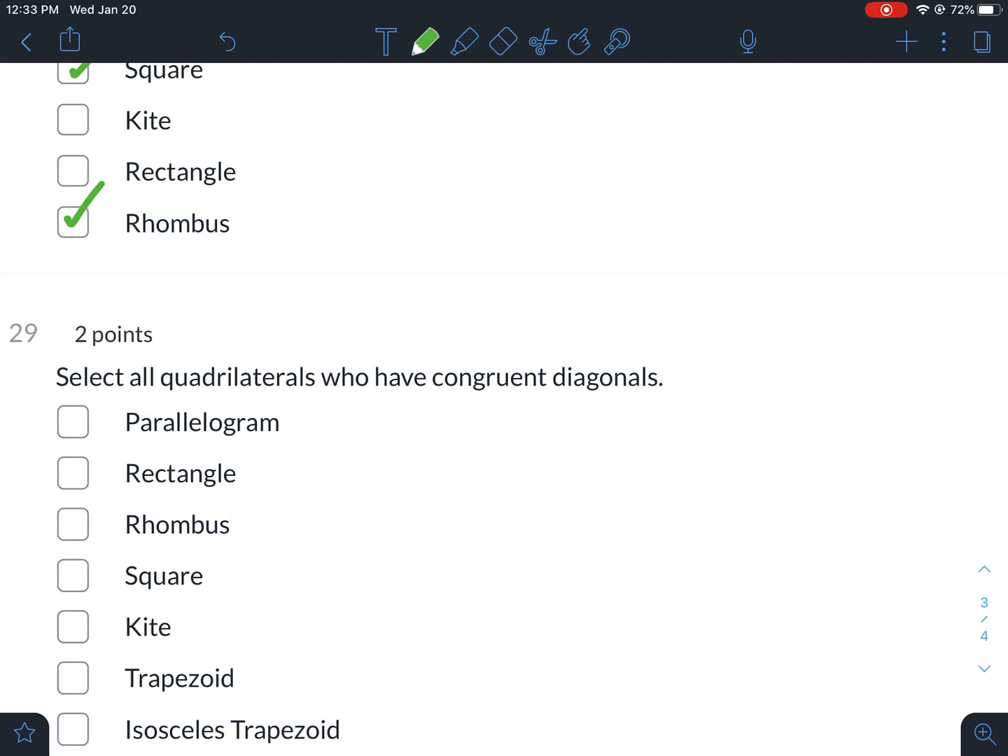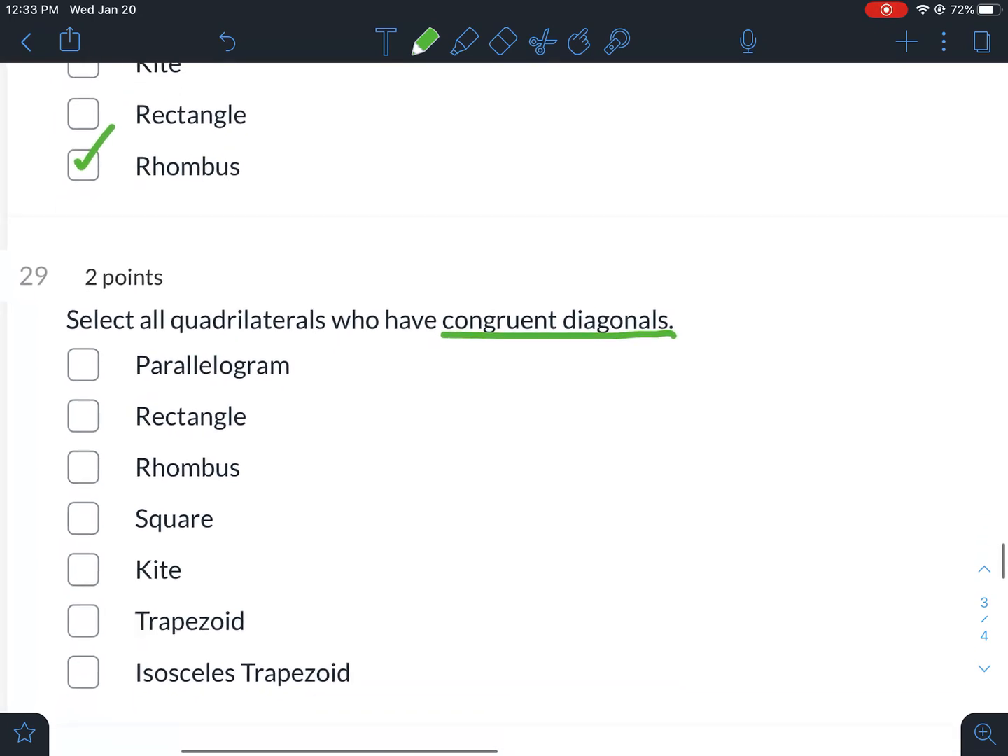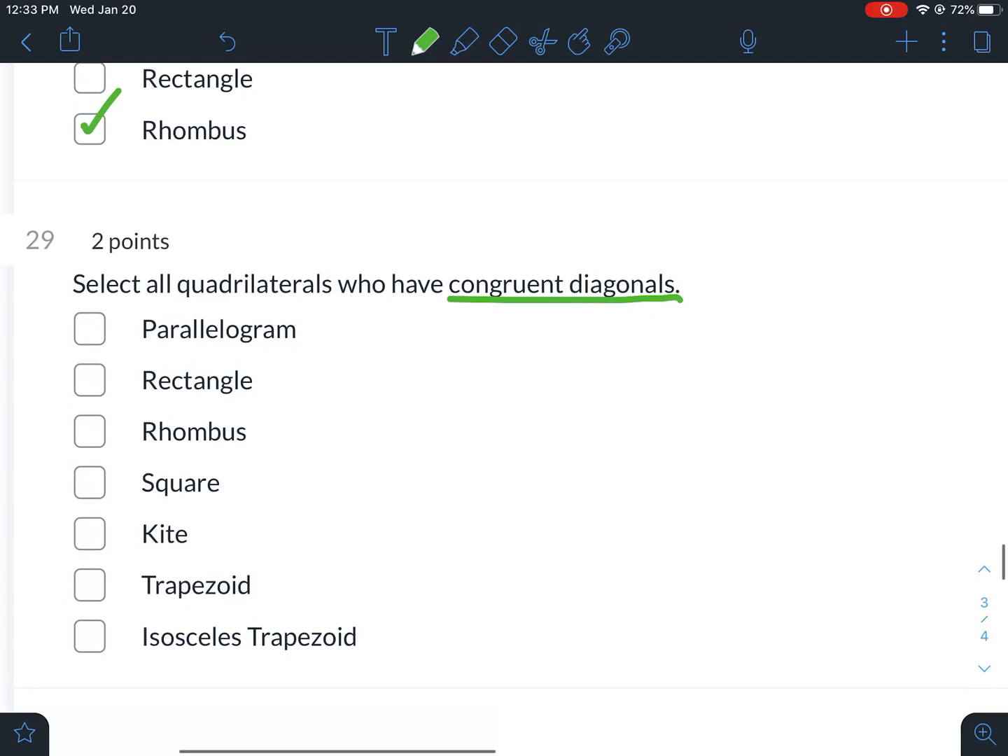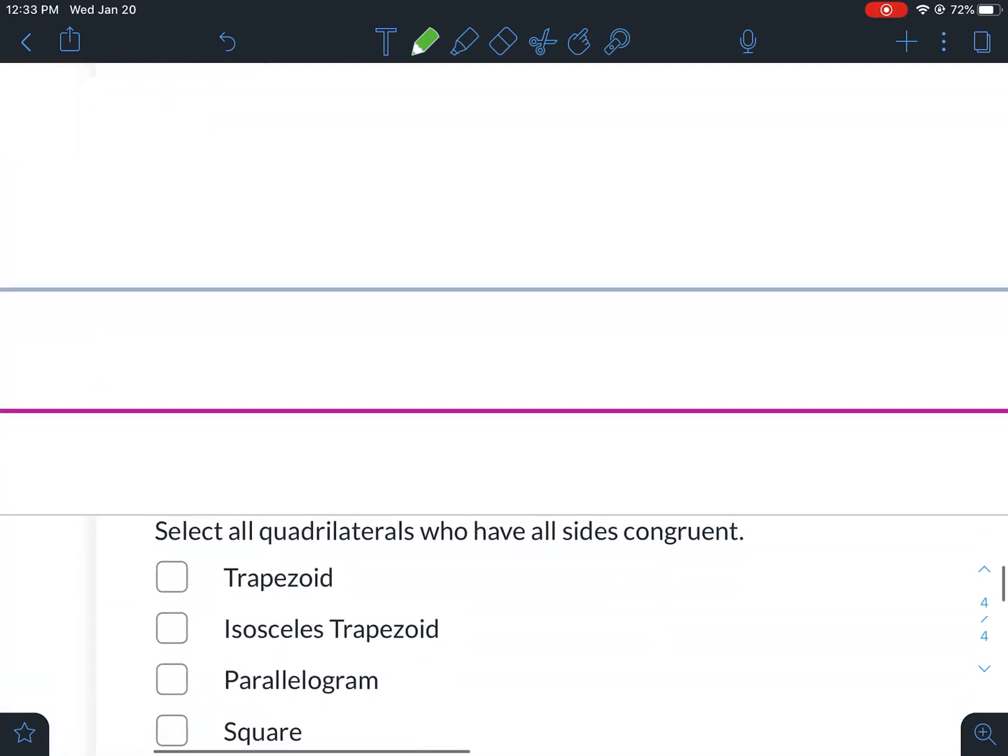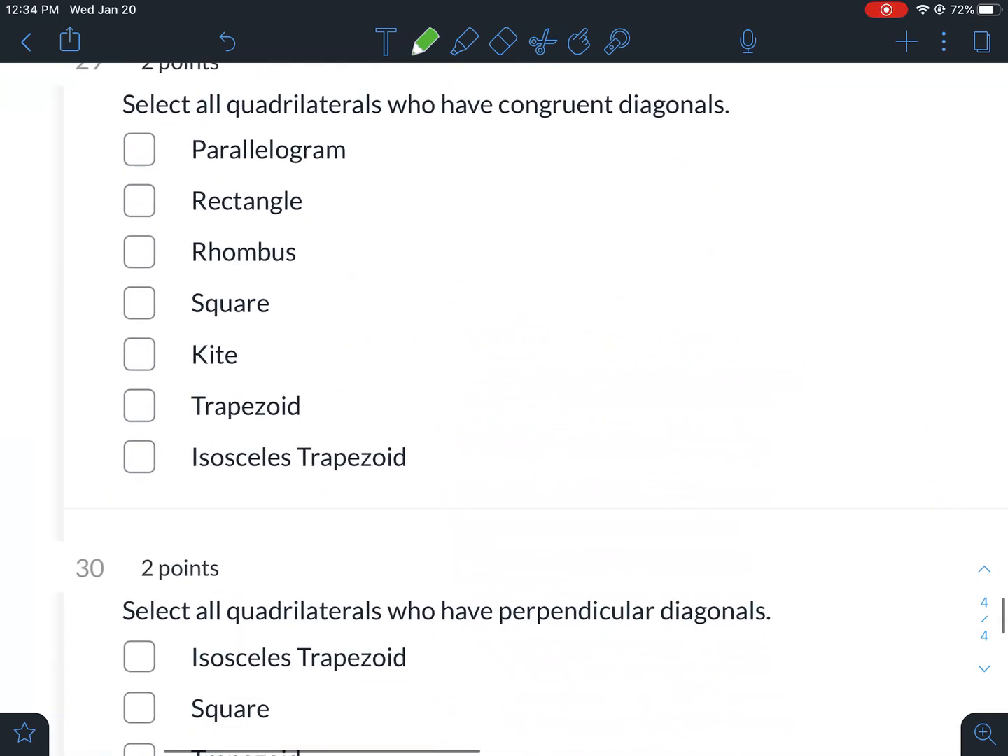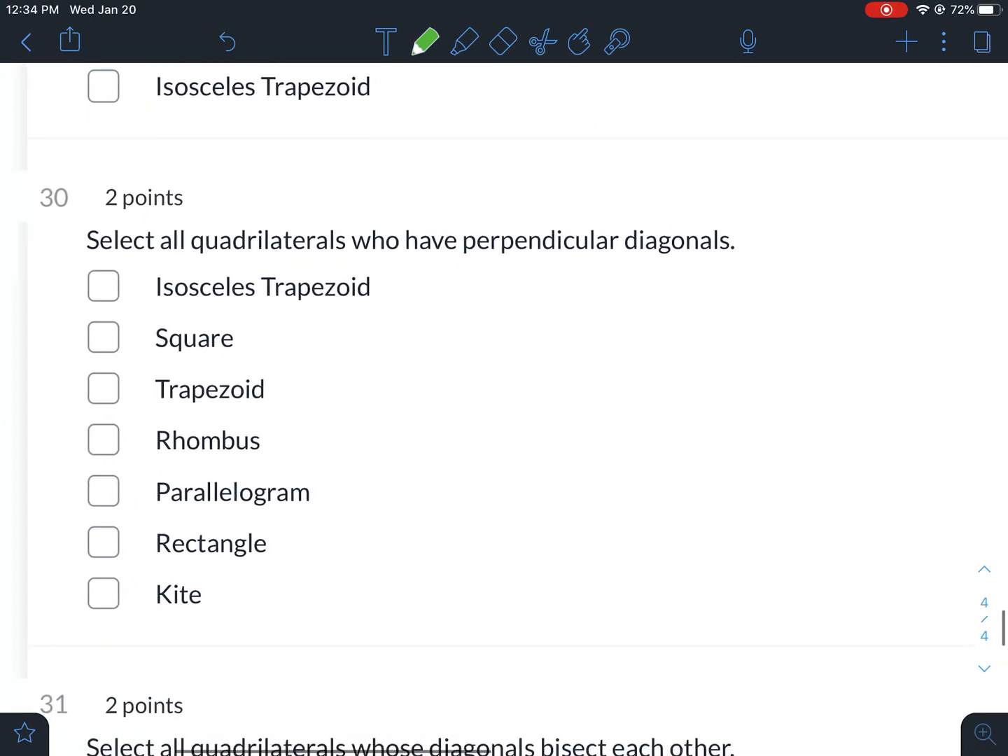29 is asking which ones have congruent diagonals. Well, our congruent diagonals come from, let's think here, the rectangle. And because the rectangle has one, the square also has one. And I believe that is also a property of our isosceles trapezoid.